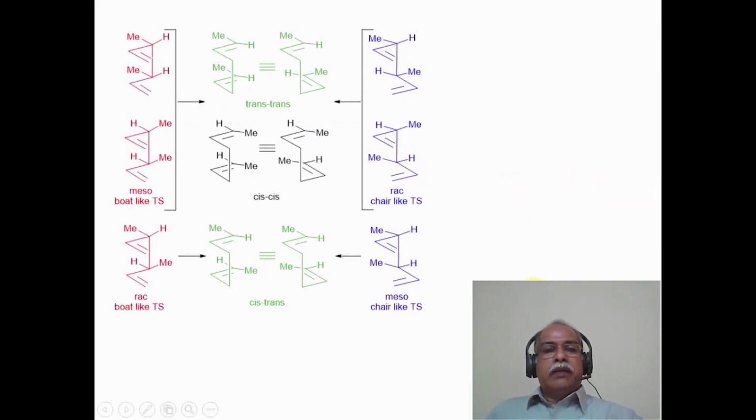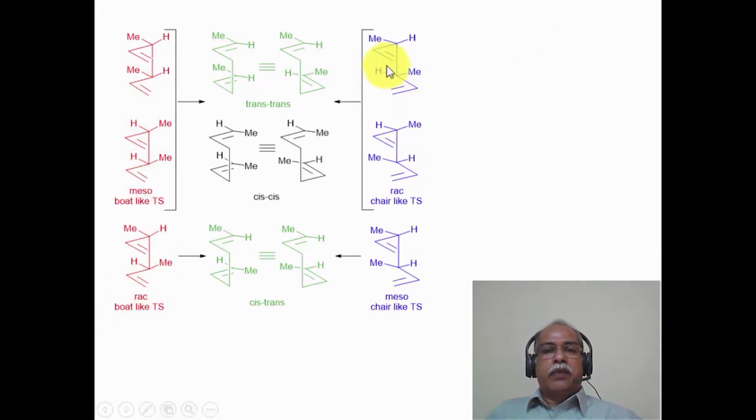Now the cis-trans isomer formation during the course of the rearrangement is explained. The blue structures are essentially chair-type structures for the racemic isomer and the meso isomer, and the red structures that are shown are the boat-type transition structures. This is for the racemic isomer and this is for the meso isomer.